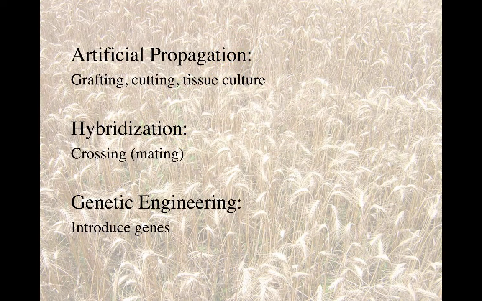We also have other ways that we propagate plants. We have artificial propagation using grafting technology, taking cuttings, doing tissue culture. We're going to talk more about tissue culture later on, actually, when we talk about genetic engineering, because that's usually one of the techniques that's used in that later on. Hybridization is the crossing or mating between different lines. And again, we're going to come back and talk about genetic engineering later, how we introduce genes into plants.